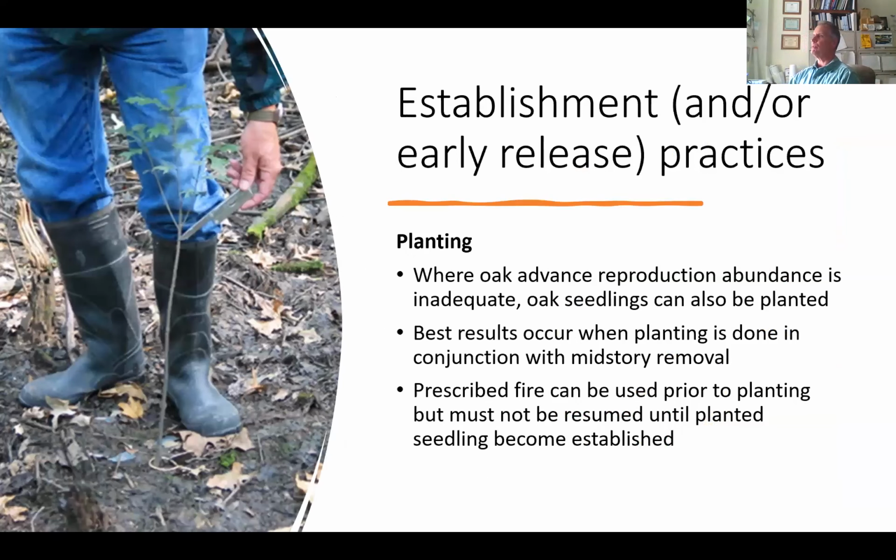If you find that you do not have enough oak advanced reproduction on your site, we can remedy that a little bit. One thing that we can do is some planting. Where oak advanced reproduction abundance is considered inadequate, oak seedlings can also be planted. The best results with planting occur when it's done in conjunction with a mid-story removal. If we're removing some of those mid-story trees, we can plant some seedlings in that understory, and there we're giving those planted trees enough light to build root systems and become larger.